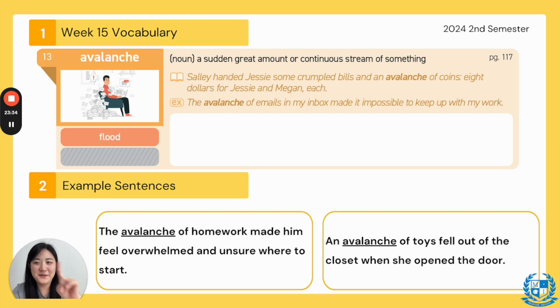Let's read the example together. 1, 2, 3. The avalanche of emails in my inbox made it impossible to keep up with my work. In other terms, it's just saying that I have a lot of emails that I need to read and work on. Here, it says the avalanche of homework made him feel overwhelmed and unsure where to start. Sometimes you also may feel like you have an avalanche of homework. Schoolwork, English academy, science academy, math academy, maybe homework from your parents. It feels like an avalanche, but don't worry.